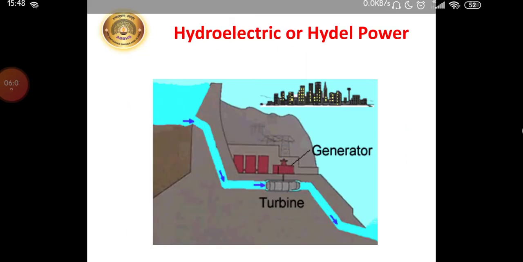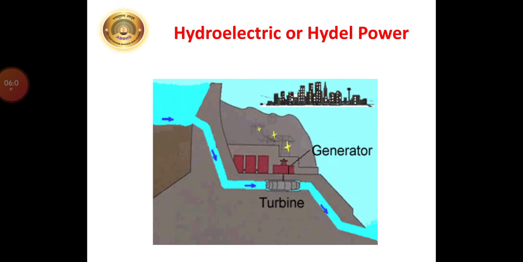Next form of energy is hydroelectric or tidal power. The water stored in a dam at a height is brought down through a tunnel and the turbine of the generator is rotated. The electricity generated in this way is called hydroelectric or tidal power. The Koyna project in Maharashtra is a well-known project. If you observe this picture, you will come to know how tidal power is generated.